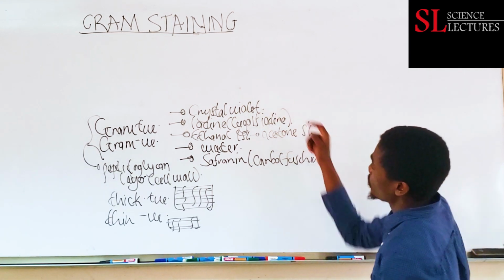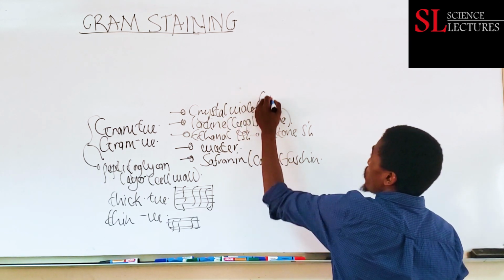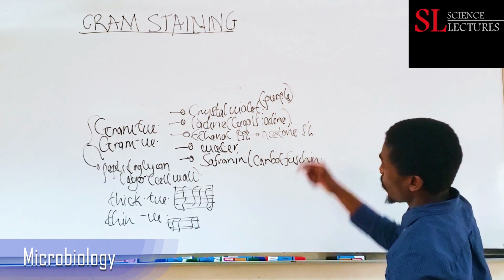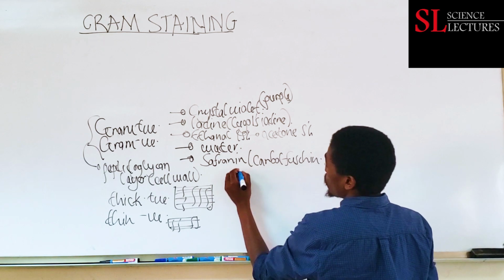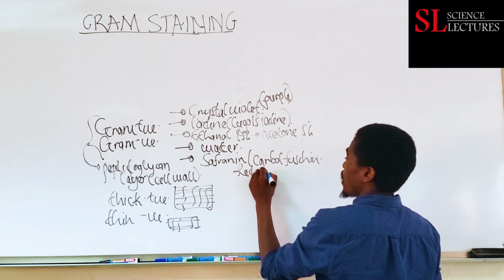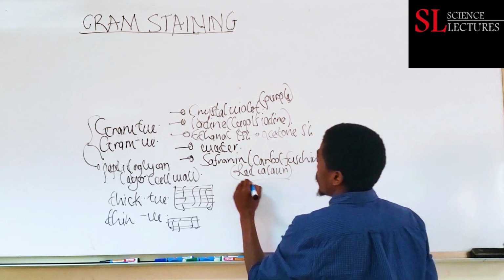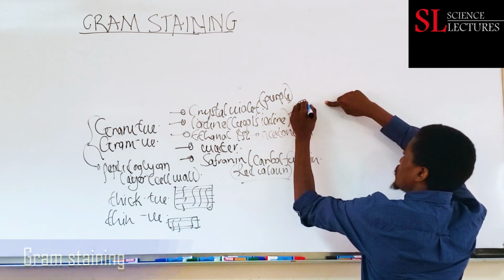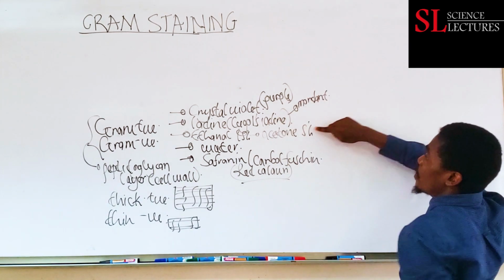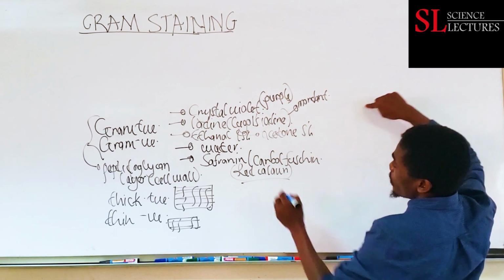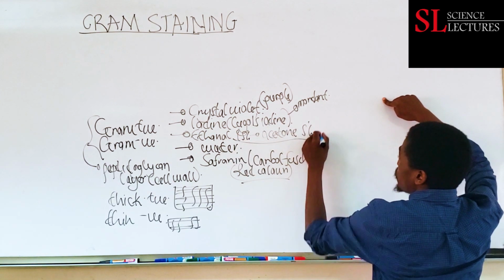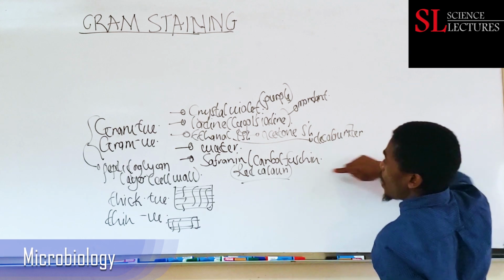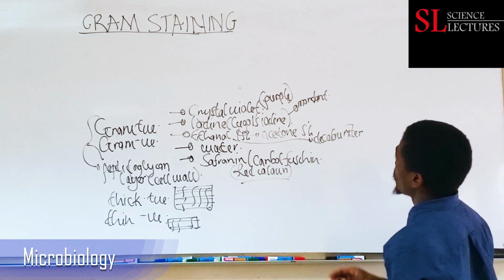First of all, before we go deeper, you need to know that crystal violet is purple in color. We can call it blue, purple or dark blue. Then safranin and carbol fuchsin are red in color. The iodine we'll use will work as a mordant; we'll see what a mordant means. Then the ethanol will work as a decolorizer, and the water will be used for washing in our procedure.